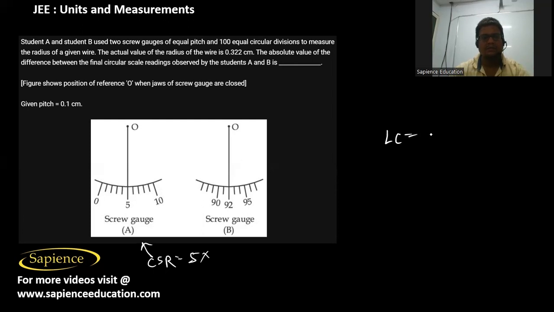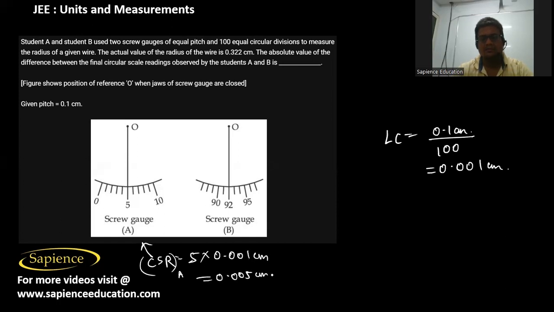Now the least count is the pitch 0.1 centimeter divided by the number of circular scale divisions, that is 100, so it will be 0.001 centimeter. So the circular scale reading for the student A will be 5 into 0.001 centimeter, so that is 0.005 centimeter. And the circular scale reading for the student B is coinciding at the 92nd mark of the vernier scale. So therefore it will be 92 into 0.001 centimeter, which is 0.092 centimeter.